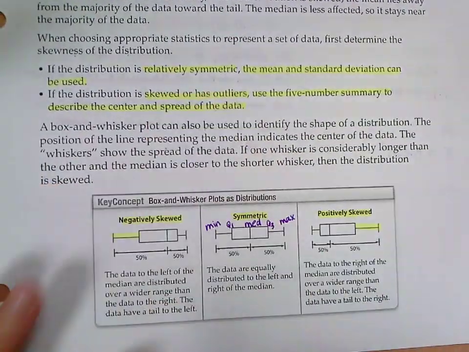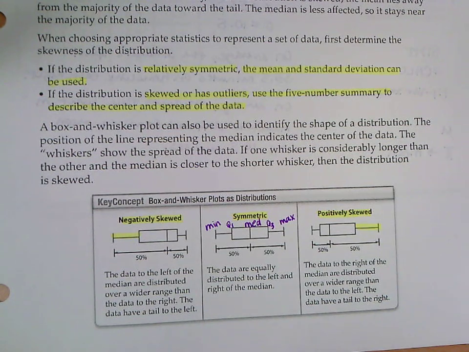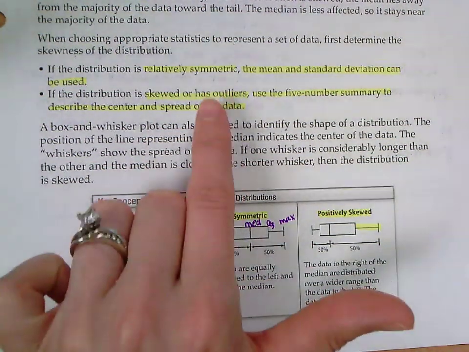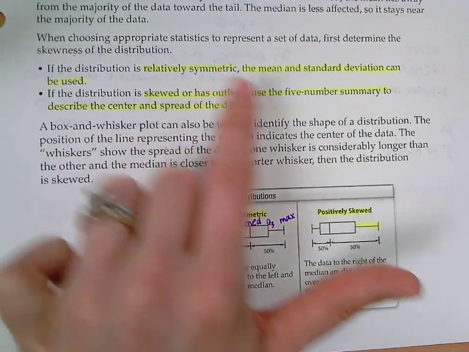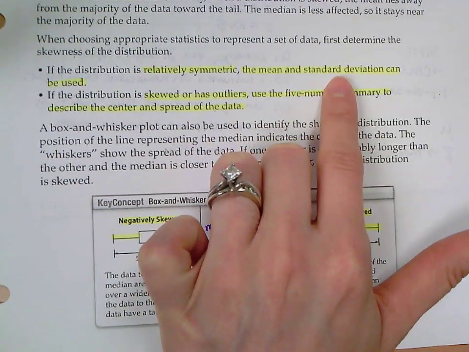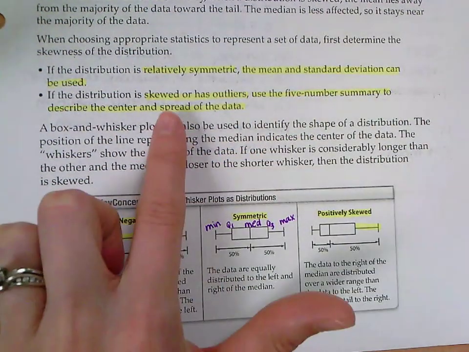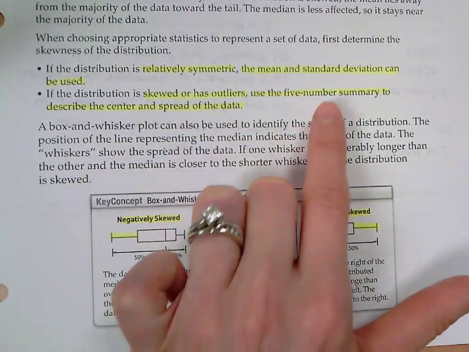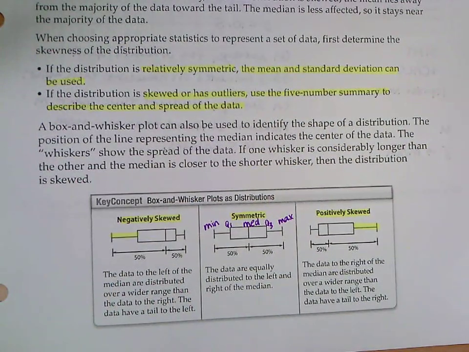Remember that when you have a distribution and you're looking to see what statistics to use to describe the data, if it's a symmetric distribution, you use the mean to describe the center, the standard deviation to describe the spread. If the distribution is skewed, you use the 5-number summary. So the median would be the center, and then you have your min, your max, your quartiles to describe the spread.